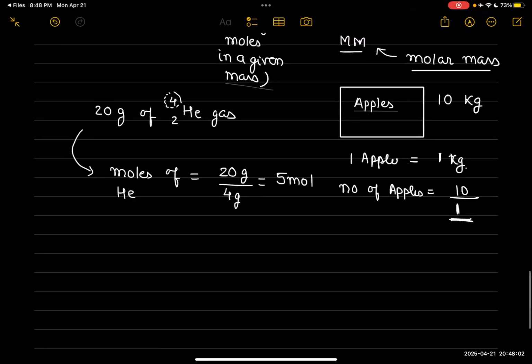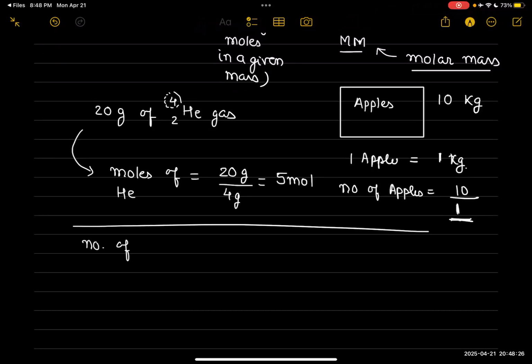So always remember, the number of moles you can find by measuring the mass of a substance, but the total mass which is measured should be divided by the molar mass to get the number of moles. How can you find the number of moles from the given number of entities?